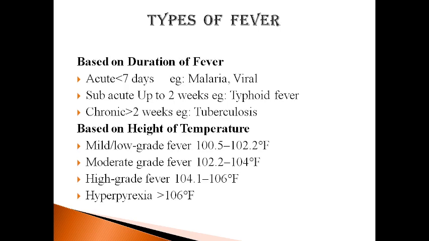three types: acute, subacute, chronic. Acute is less than 7 days, for example malaria, viral. Subacute is up to 2 weeks, for example typhoid fever. Chronic is more than 2 weeks, for example tuberculosis.